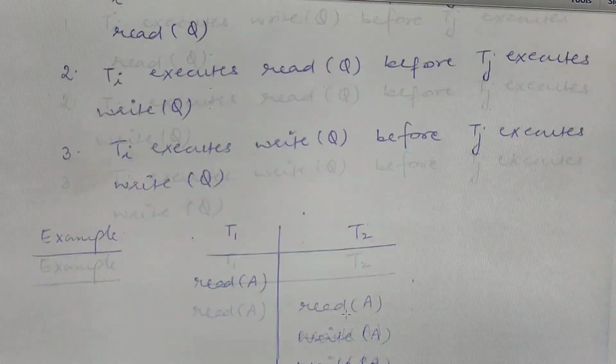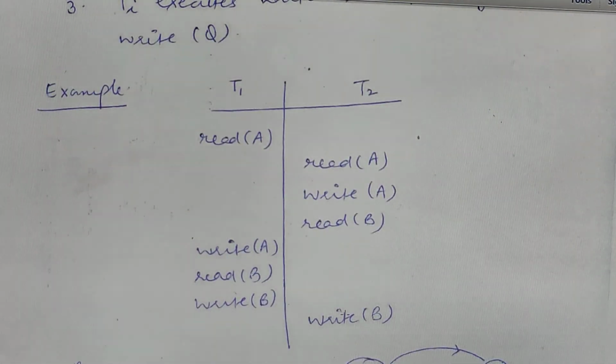Now let's take an example. Now starting with this, observe this very carefully. Read A, read before write. Do we have this? Yes. This read A and this read A, they don't conflict, we don't care. But this read and this write, T1 is executing read before T2 will execute write. So we will draw an edge from T1 to T2, right?